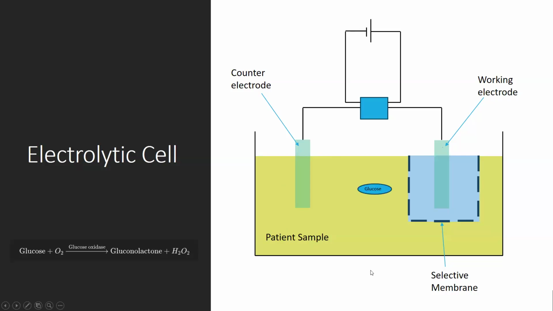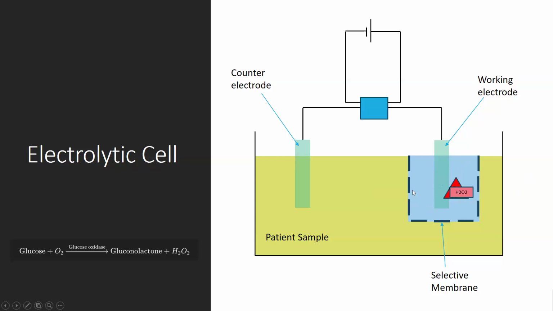Now let's consider the measurement of glucose as an example using a biosensor. So the electrodes are placed directly into the patient sample. The working electrode is surrounded by a selective membrane, which allows the passage of glucose into the electrode surrounding area. Once inside, glucose oxidase enzymes associated with this area will bind to the glucose and catalyze the reaction into glucolactone and hydrogen peroxide.